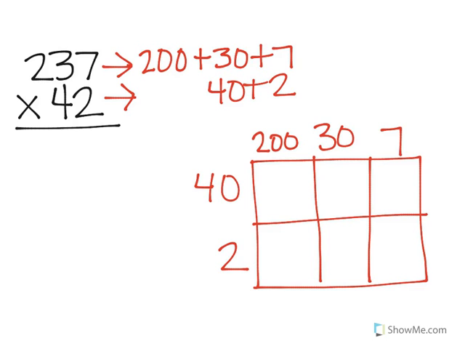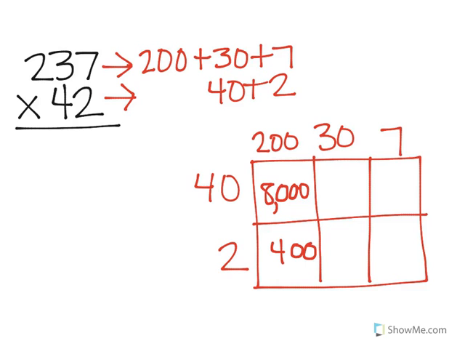200 times 40 is in the top left-hand box. There are 2 zeros in 200 and 1 in 40. So that means I get 3 zeros in my answer. And 4 times 2 is 8. Then the box underneath it is 200 times 2. So there are 2 zeros in my answer because there's 2 zeros in 200. And 2 times 2 is 4.